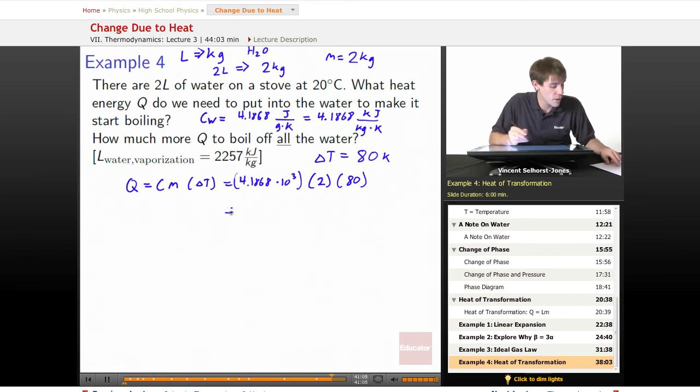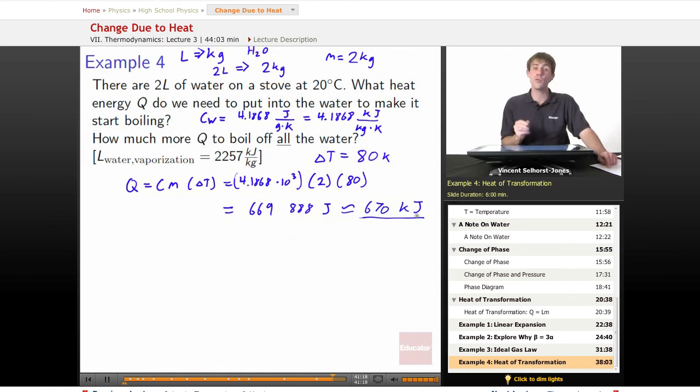We hit that with a calculator and we get 669,888, way too many significant digits, and so that becomes 670 kilojoules. So we need 670 kilojoules of energy to move 2 liters of water from room temperature to a boiling temperature. But that's not enough energy to actually get rid of all of it.